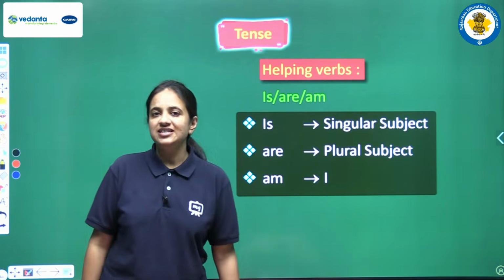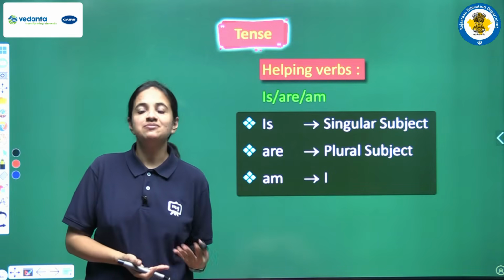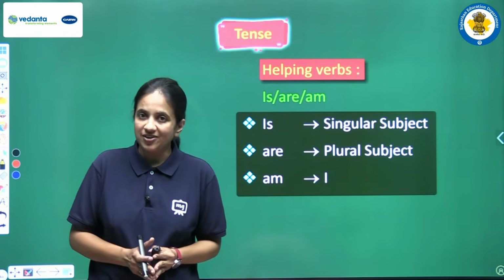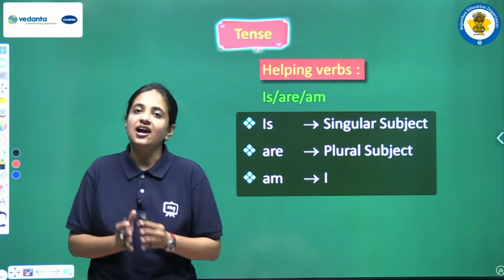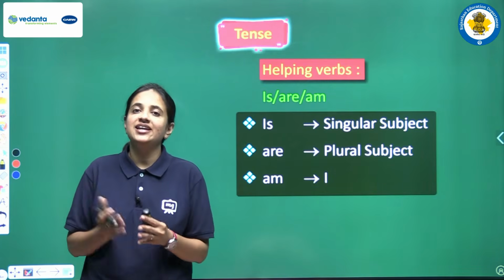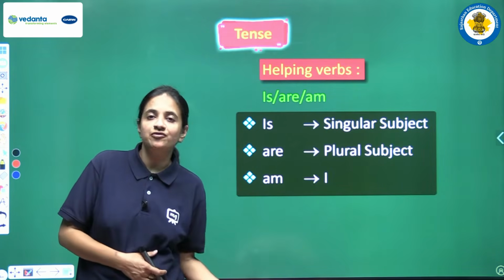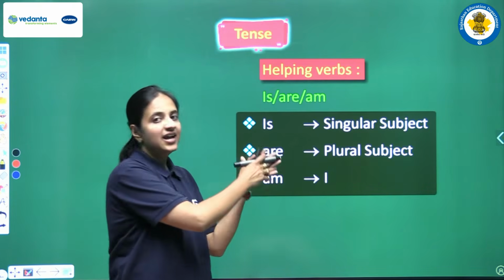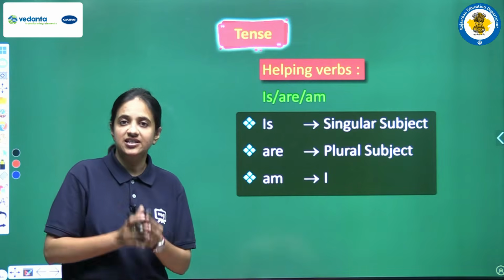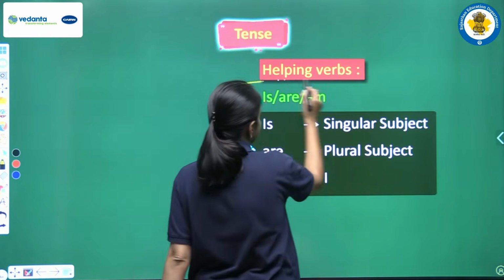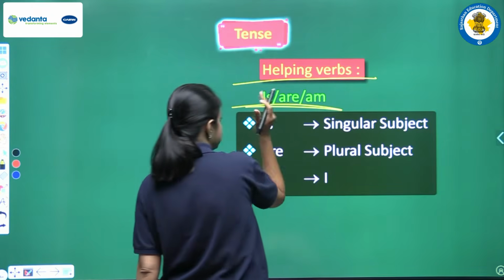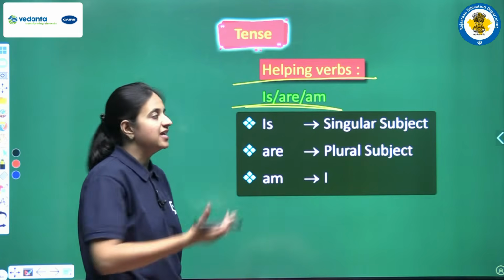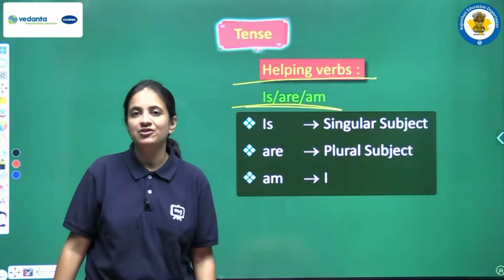So first of all, we will see some of the rules of helping verbs and main verbs. Right now, I am very sure that you all are aware that each and every tense has its own helping verb and its own form of the main verb, which we also discussed in the previous video. So let's see the helping verbs of present continuous tense. We have three helping verbs, okay? The first one is is, the second is are, and the third helping verb is am.